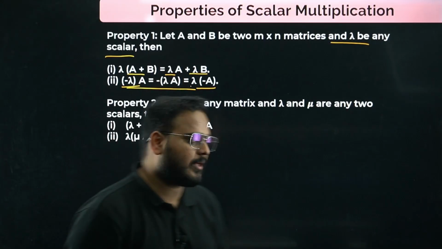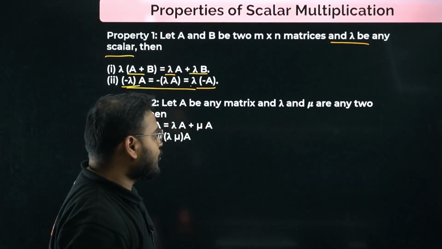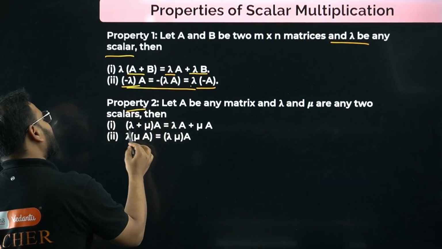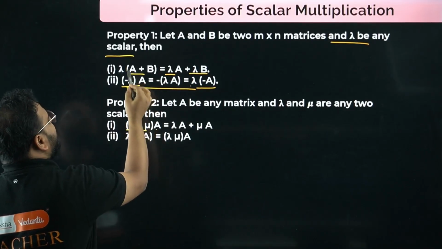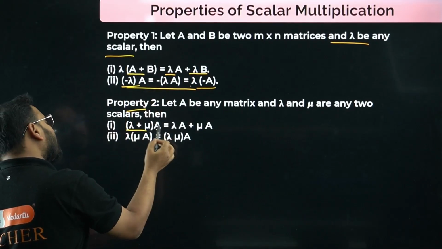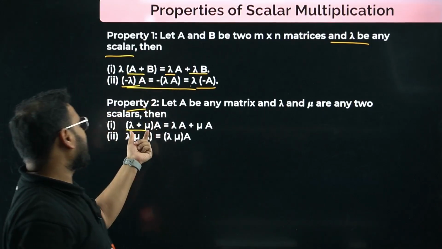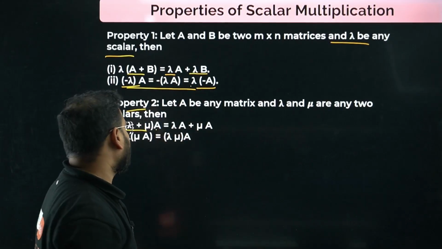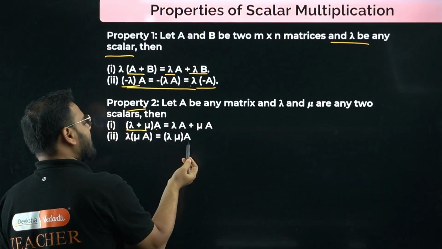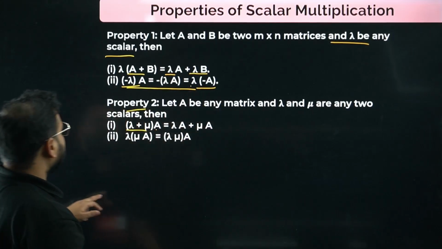That also works. Okay. Property 2, what we have: let A be any matrix and lambda, mu any scalars. We can write lambda plus mu times A as lambda A plus mu A. Again the same property. Instead of two matrices over here, I have only one matrix and two scalars. First one we had 2 matrices, 1 scalar. Here we have 2 scalars, 1 matrix. The property will remain same. Lambda times mu times A, we can multiply first lambda mu or mu lambda, anyway it is okay, not a problem.